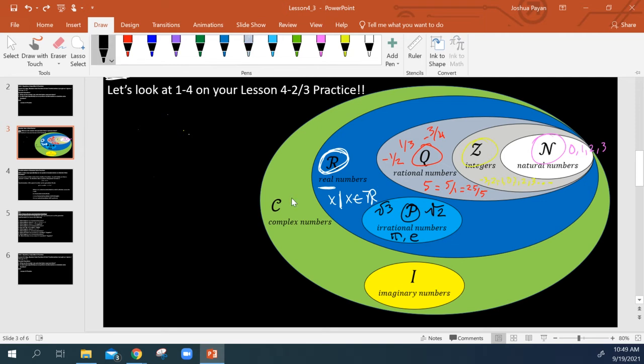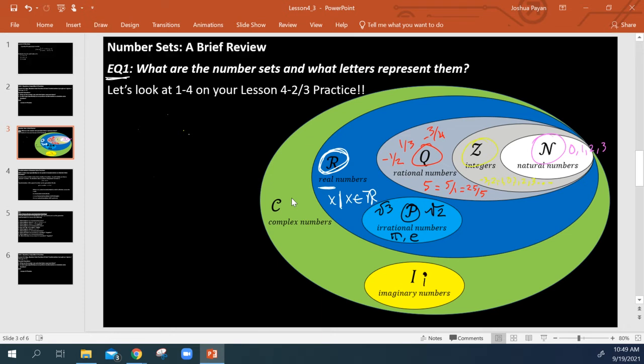So complex numbers and imaginary numbers. Imaginary numbers, we'll learn about those later. But basically, there's only one imaginary number. It's called i, and it's the square root of -1. We'll learn about that in greater depth later on.